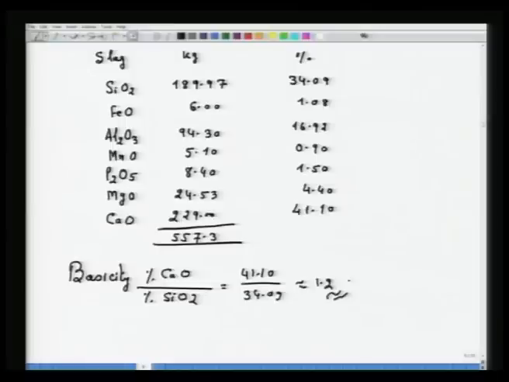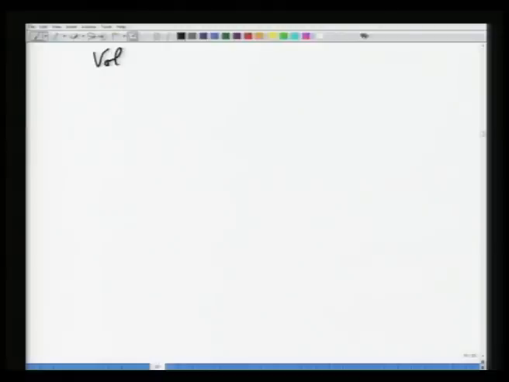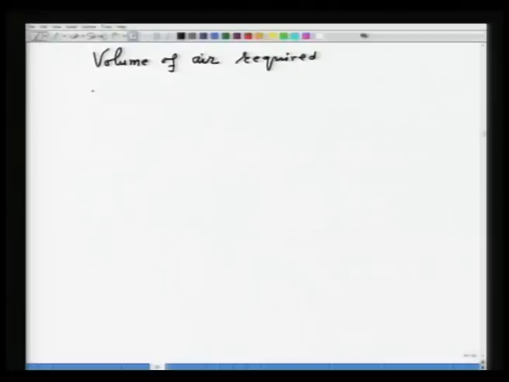Now, the next thing we have to calculate is the volume of air required. You require air to combust carbon of coke, so the amount of air is important. In order to calculate the amount of air, you have to subtract the amount of oxygen which is available in the charge. That means you have to consider oxygen available from the charge.